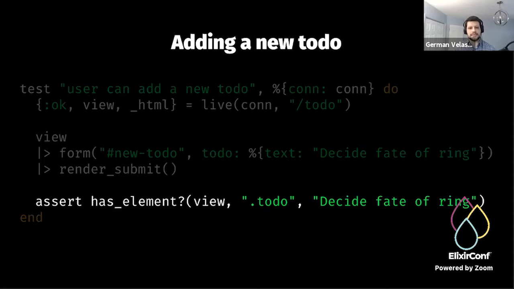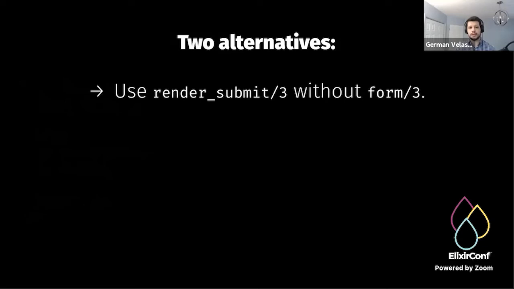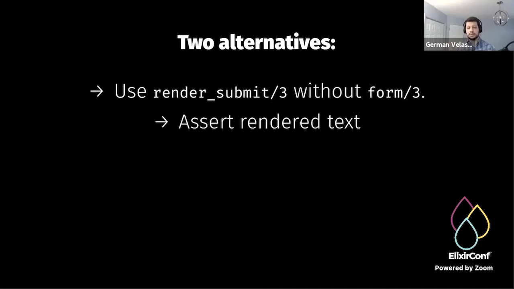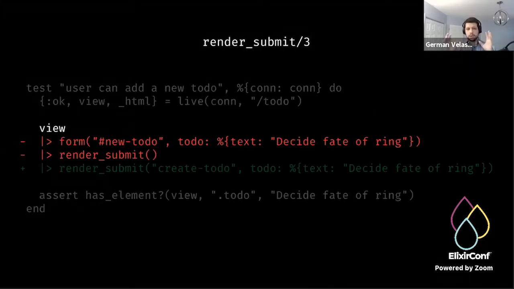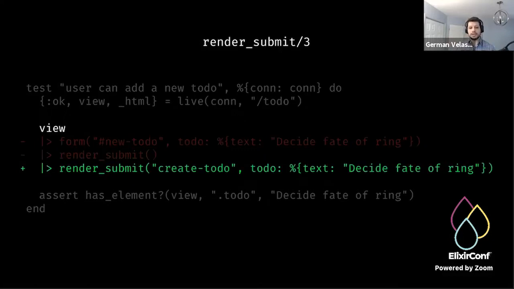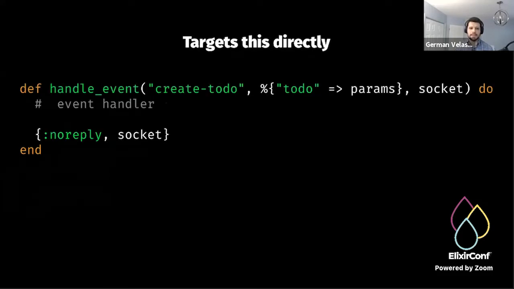Now, because this is the first test we're writing, I want to talk about 2 alternatives of how we could have written that test. One is we could have used the render submit 3 without the form scoping, so taking the view directly. And the other thing is that we could have asserted against the render text. Let's look at each in turn. First, instead of using this form helper, right, the form scoping that I called it, we could have just targeted the event directly. So we could have render submit, pass in the view, the event itself, create to do, and pass in the payload. Now, the downside of this is that it targets this handle event directly, right?